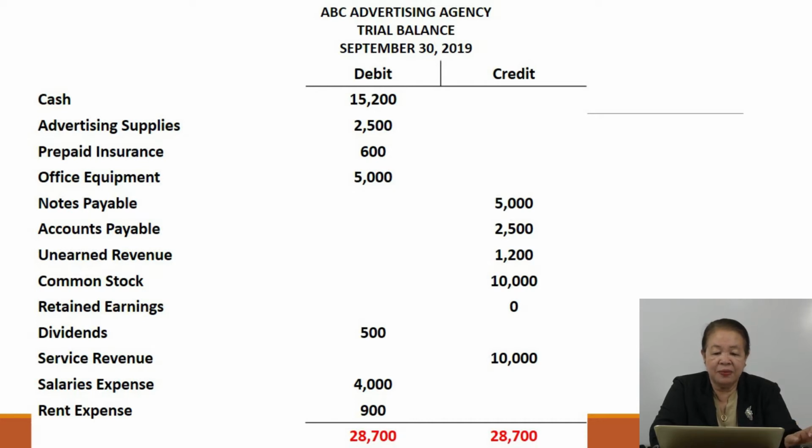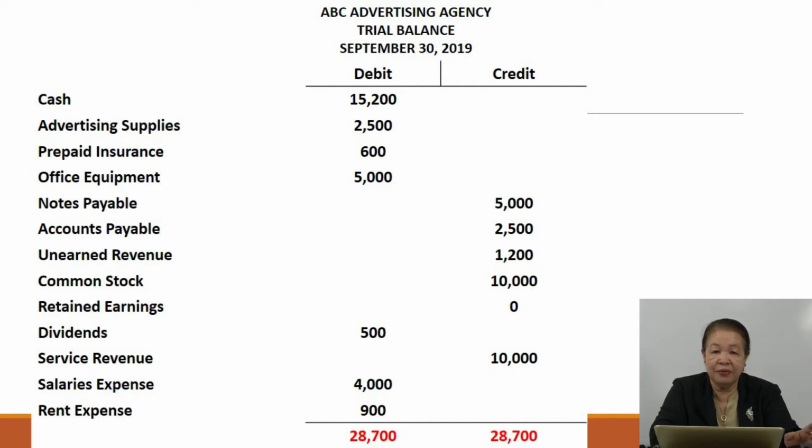So, trial balance September 30, 2019. Sinasabi natin, ang trial balance natin, kung magkano yung debit mo, pareho yung credit. So, pareho ba sila? No? So, tama. Kasi the debit balance is 28,700 and then the credit balance is 28,700. So, ano yung mga accounts na nandito?